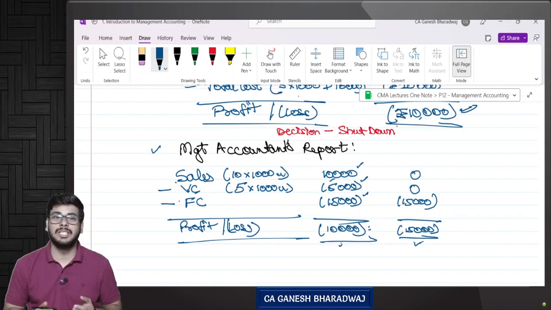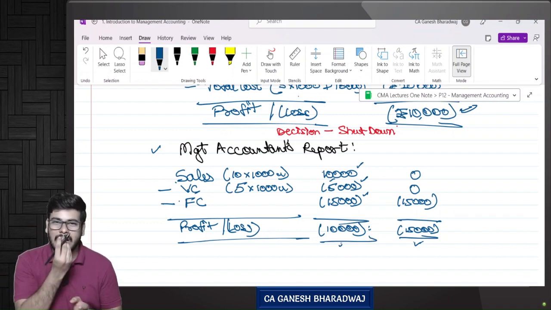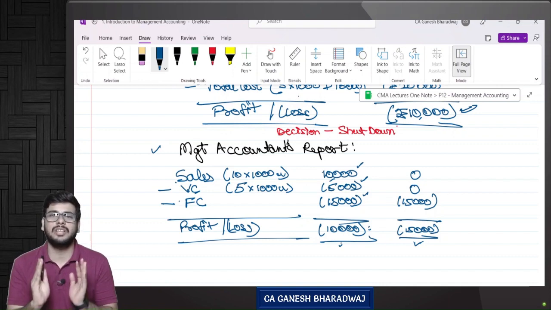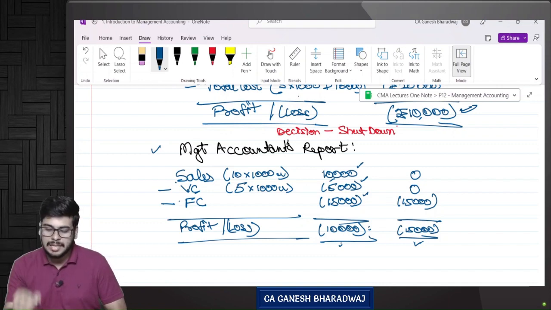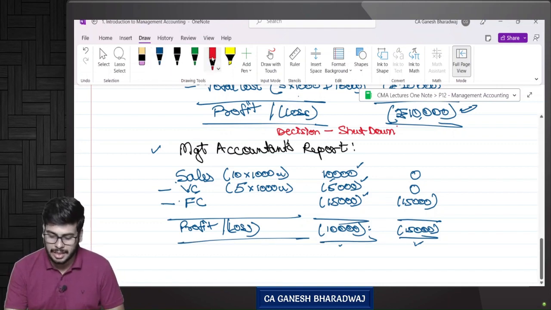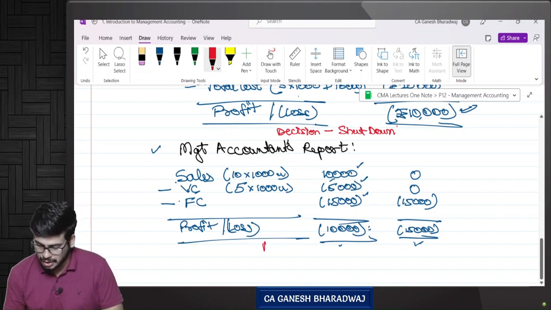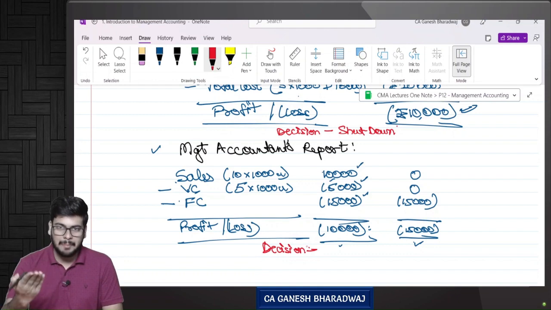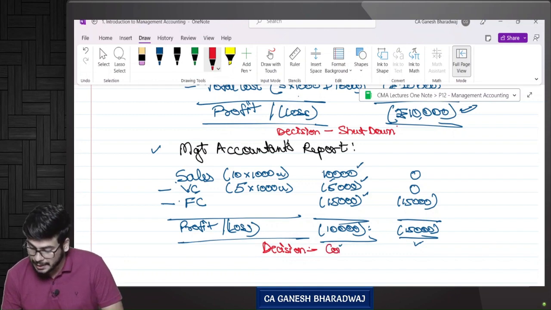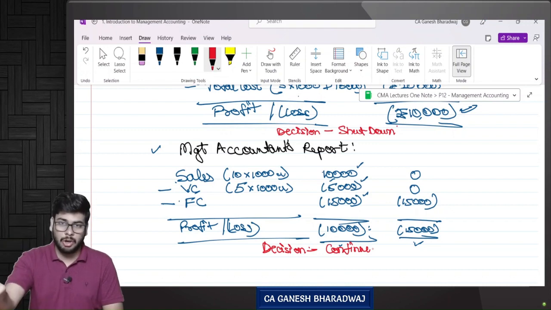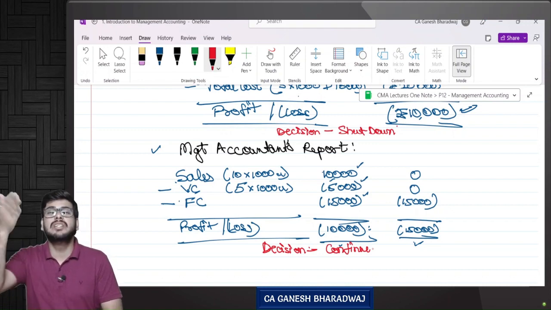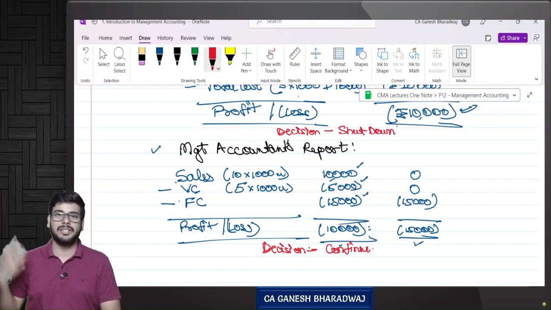Or in other words, if you continue, you can at least minimize your loss by 5,000 rupees. In this case, a management accountant will come and say, sir, I am proposing a decision. It is better to continue. It is better to continue with a loss of 10,000 than to discontinue with a loss of 15,000 rupees.